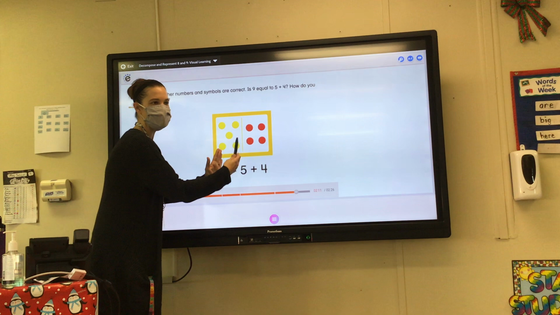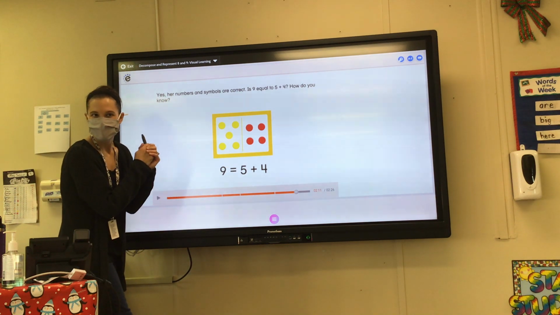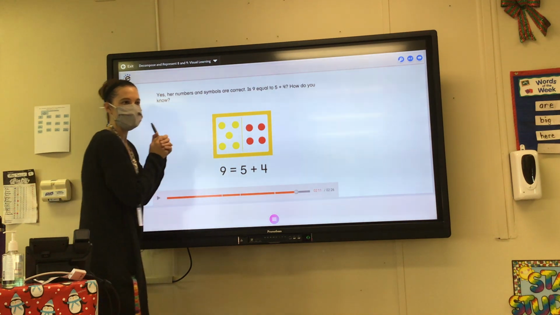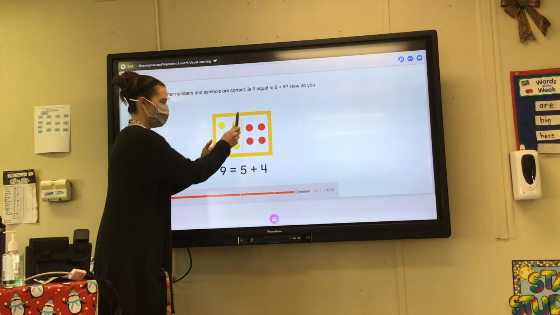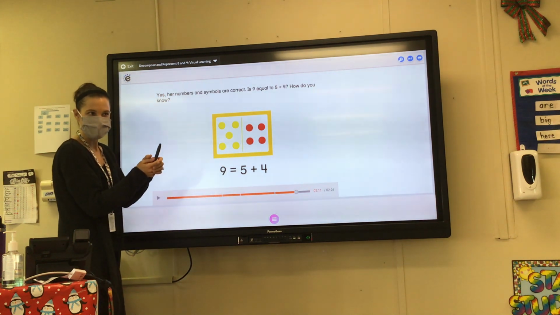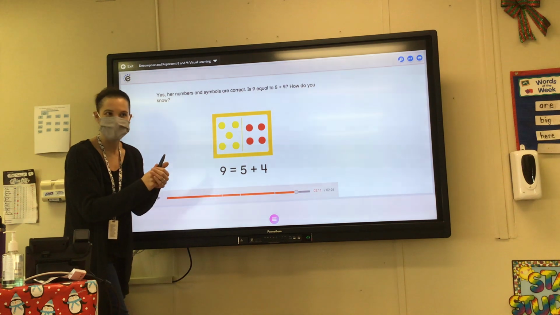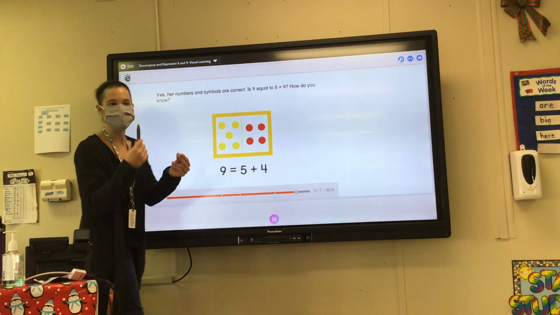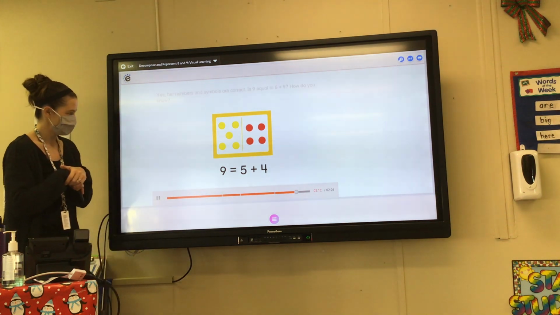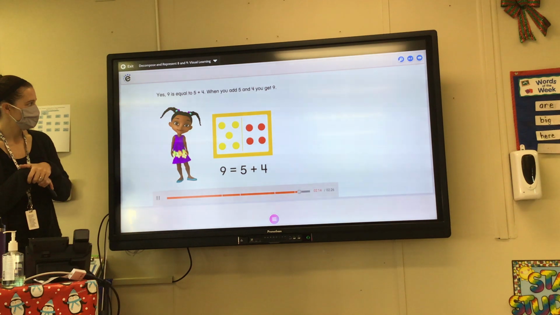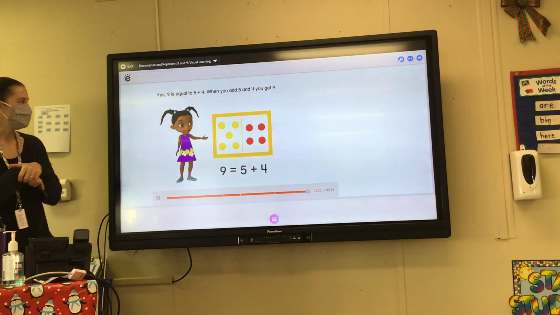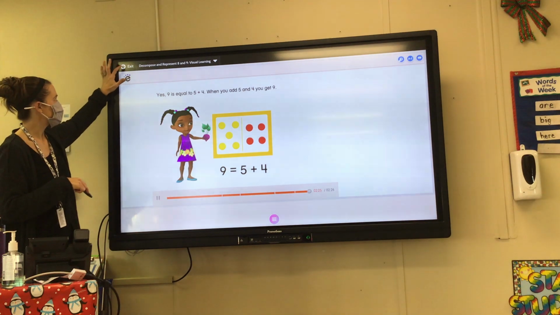5 plus 4. How do you know 5 plus 4 equals 9 is correct? You can add them together and count them together, yes. You can say 5, 6, 7, 8, 9, and add that way too, right? You can use your fingers. There are different ways that we've talked about. Pretty soon you're going to start memorizing and just know the answer to these. Yes, 9 is equal to 5 plus 4. When you add 5 and 4, you get 9. All right, awesome.